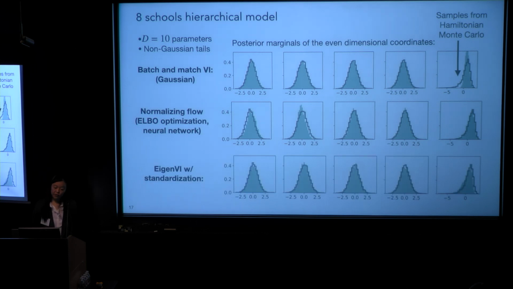And finally, here we apply ADVI. And again, it is able to capture this tail behavior much better than the Gaussian case. And so from a qualitative standpoint, we find that it is able to do comparably to the normalizing flow.